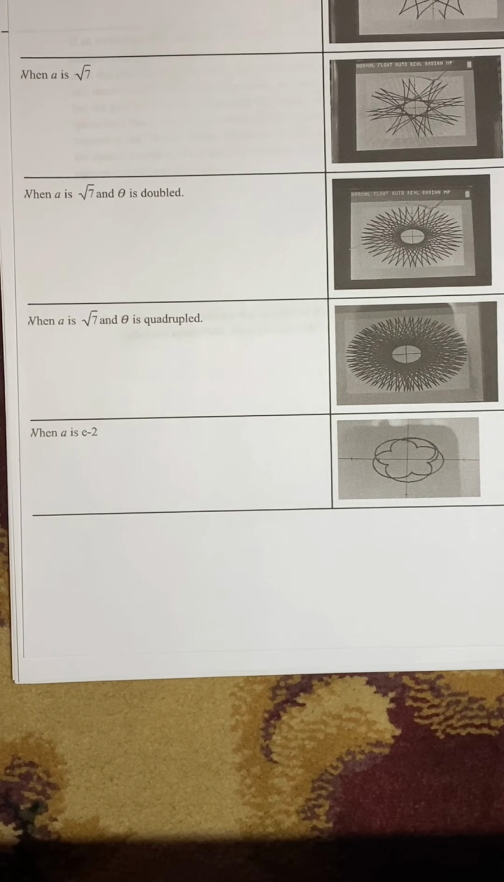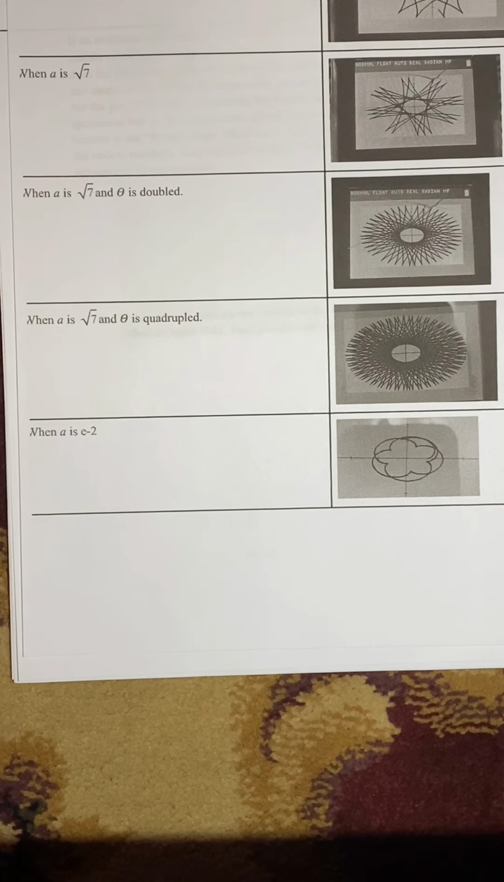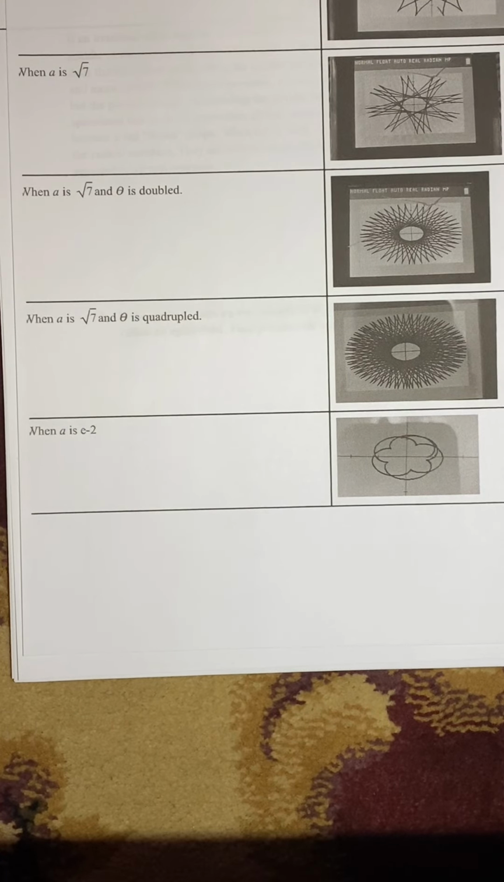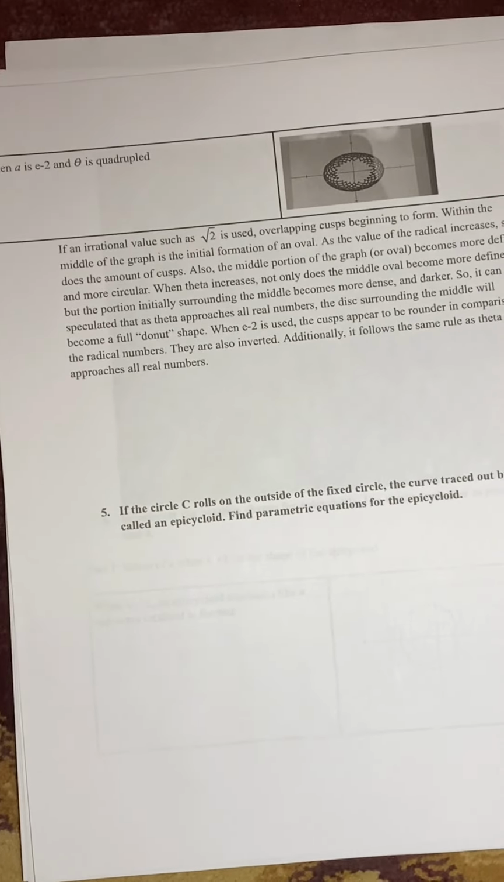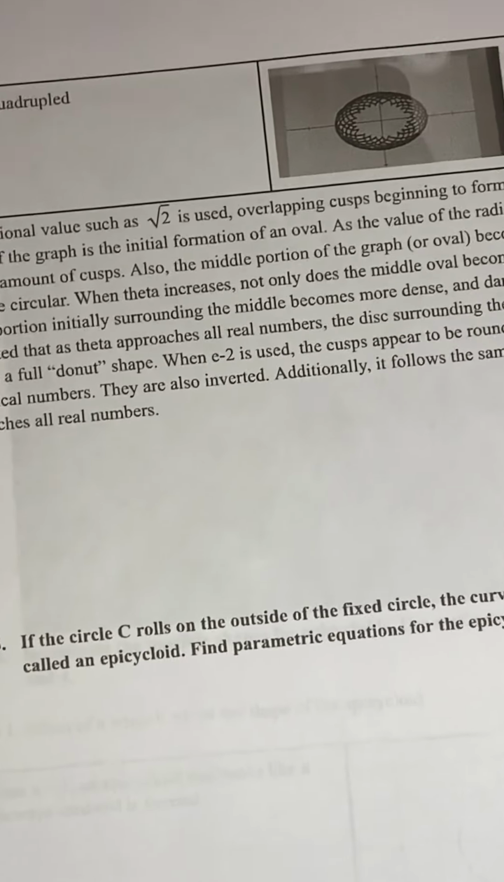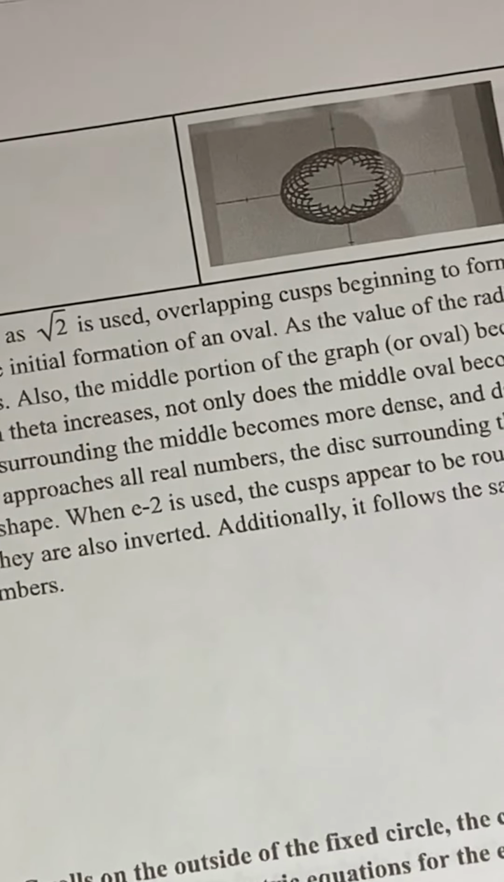Another irrational value we used was e minus 2, and when e minus 2 was used, the graph became inverted in cusps as compared to the radical graphs, with the cusps pointing inwards. Also, in this example, if theta was increased by any side, in this case quadrupled, the amount of lines and lattice structure would also increase.